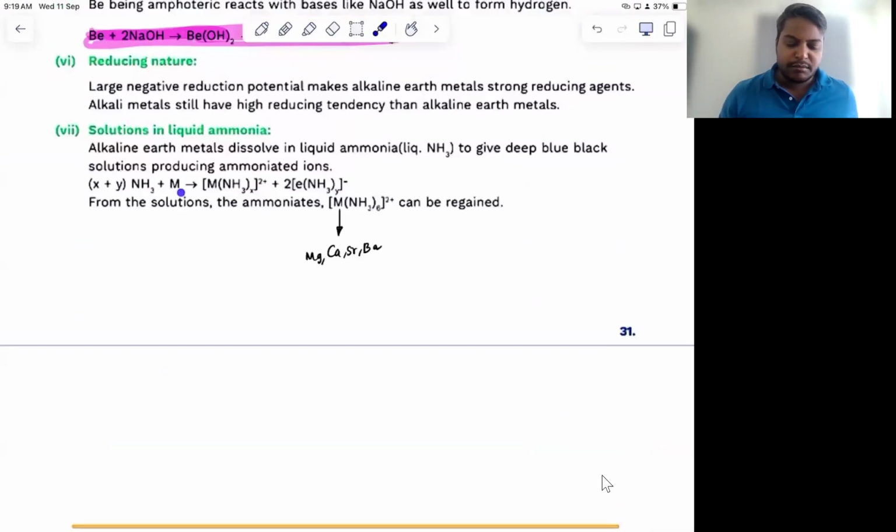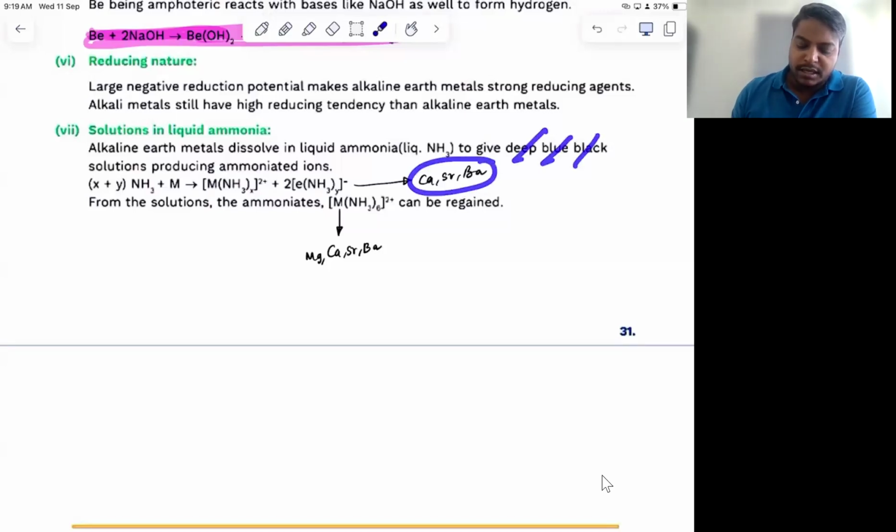See, in liquid ammonia, metals would form these kinds of ammonia complexes. As much as the solution is concerned, the deep blue black solution is mainly obtained by calcium, strontium, and barium. These three will give you that deep blue black coloration when you add them to ammonia, because of the ammoniated electrons. And over time, we can gain these compounds as complexes, which means it becomes difficult to separate them. They'll become very stable complexes.